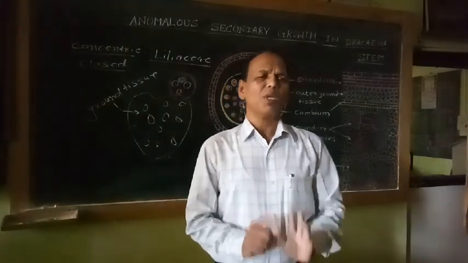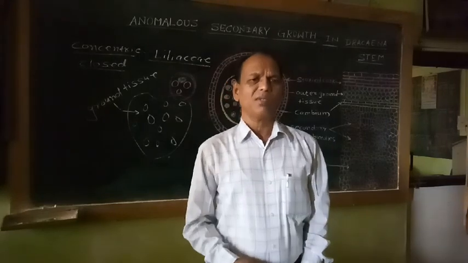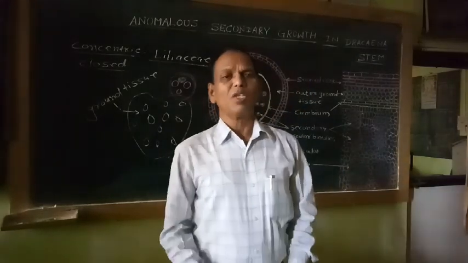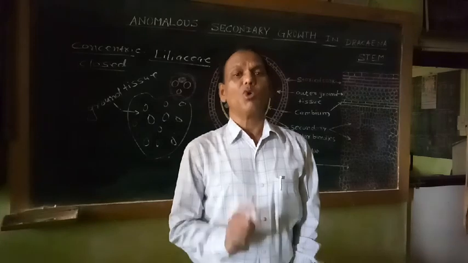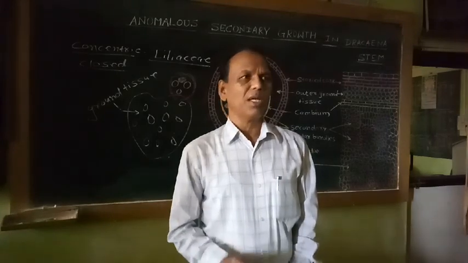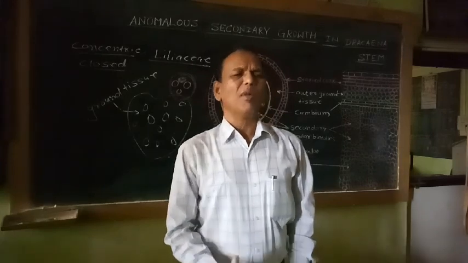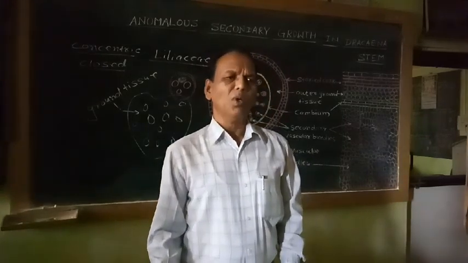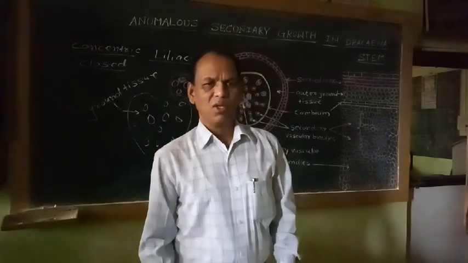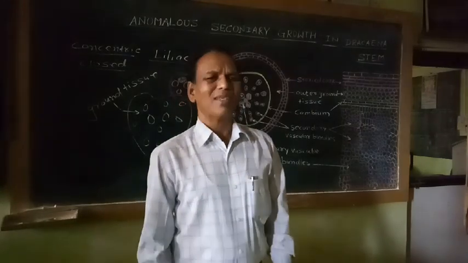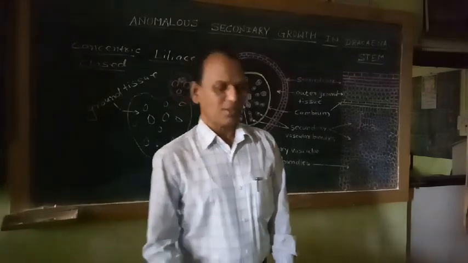And the most important abnormality shown by this plant is that, even though this plant is a monocot, it is showing secondary growth. That means this plant shows anomalous secondary growth even though it belongs to the monocot class. So that's all about the abnormal secondary growth in this Dracaena stem. Thank you.